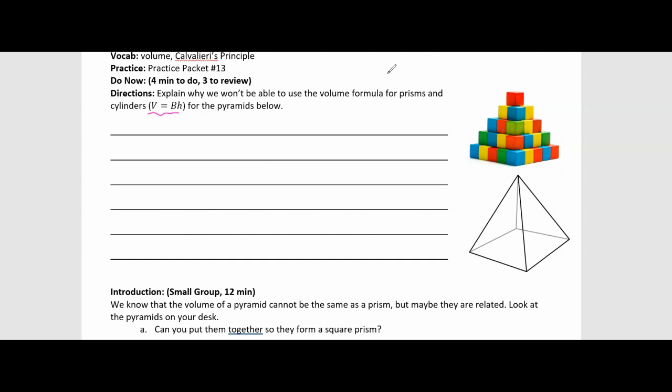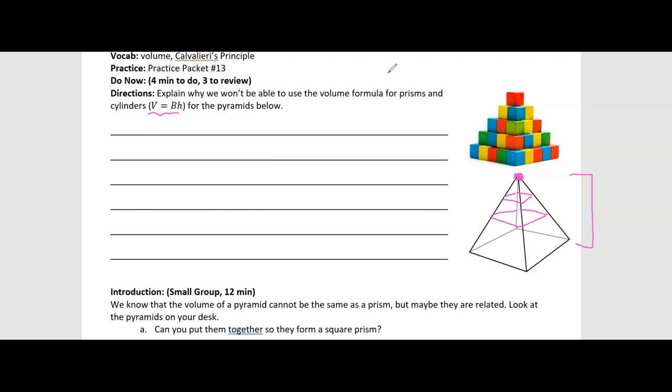Hopefully we see that for pyramids, these cross-sectional slices get smaller and smaller as we approach that point at the top. So if we just take the area of the base times the height, that's assuming that the cross-sectional areas are congruent to one another as you move up towards that point.